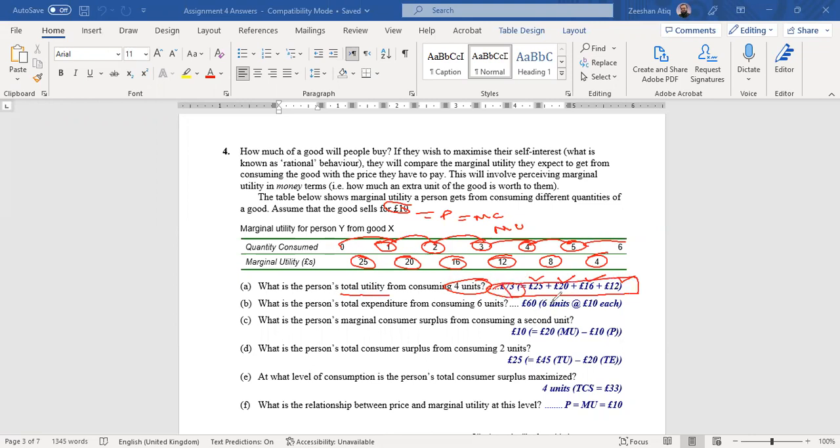So that is what basically gives you the total utility that you are getting from the consumption of these 4 units.